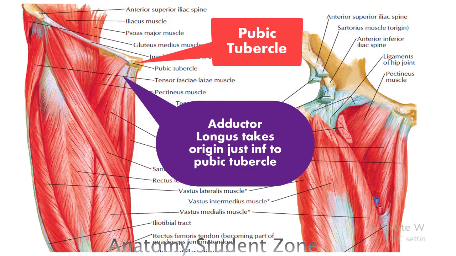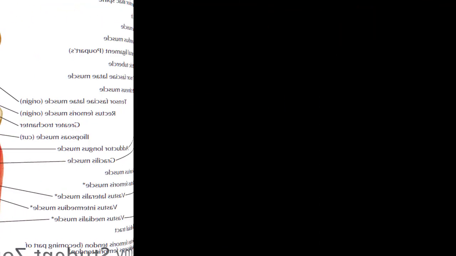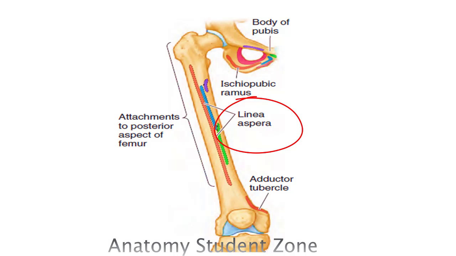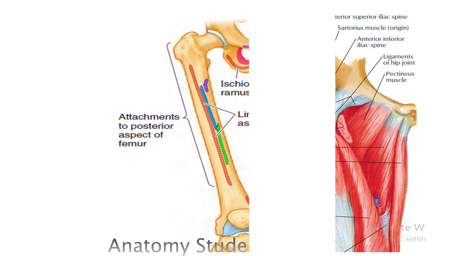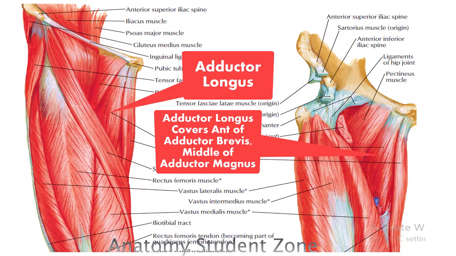So after arising from that point that I have explained to you, it expands and it attaches to the linea aspera of the femur bone. And again I am repeating, linea aspera is a ridge that is present on the posterior aspect of the shaft of the femur bone. So in this way, the adductor longus covers the anterior aspect of adductor brevis. It also covers the middle of adductor magnus muscle. That's why we can't see adductor brevis and the magnus on a superficial dissection completely. It means adductor brevis and the magnus are located deep to adductor longus, and they are covered by this muscle.